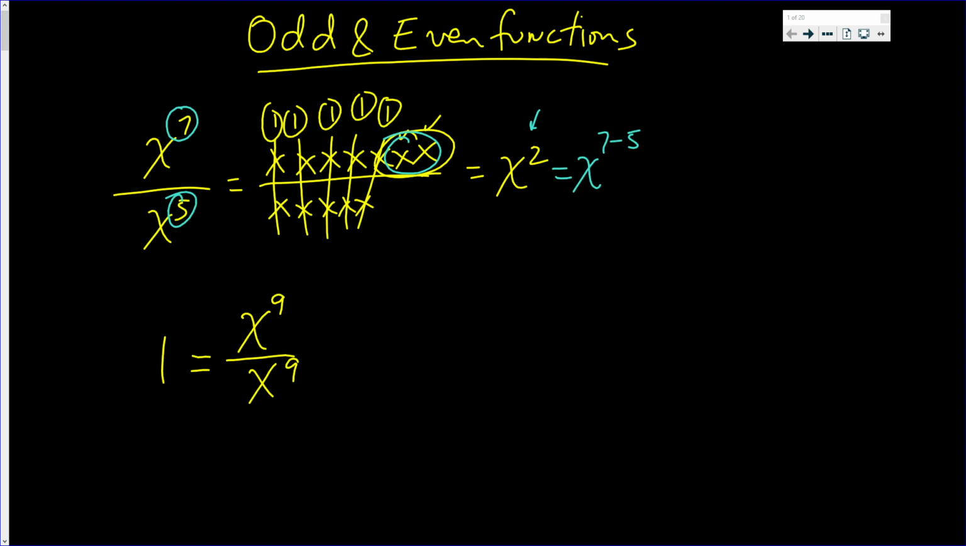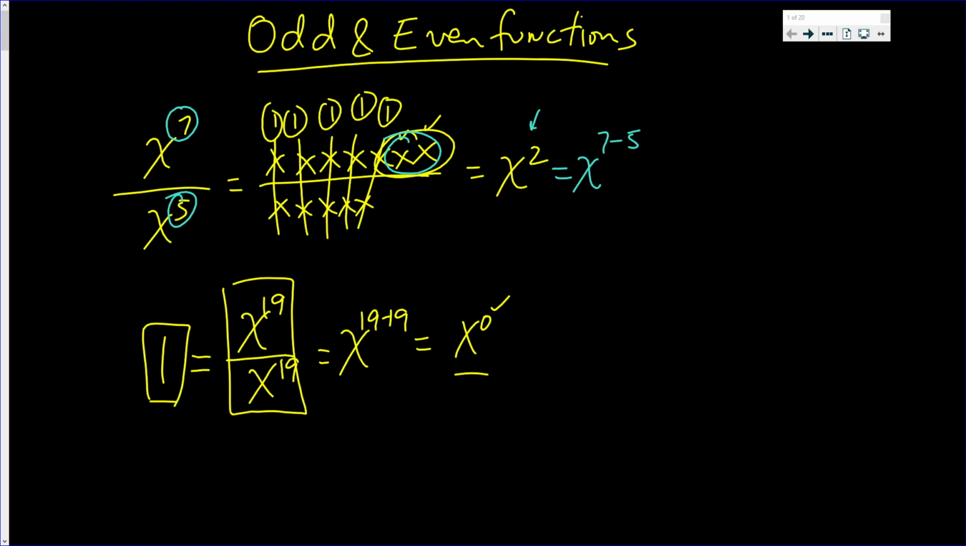On one hand, it's 1. Divide the same two things, you get 1. On the other hand, it's x to the 9 minus 9, which is x to the 0. X to the 0 is 1. There was nothing special about 9. I could have had 19 instead. And 19 minus 19 is still 0, and x to the 19 over x to the 19 is still 1. That is, x to the 0 is 1.